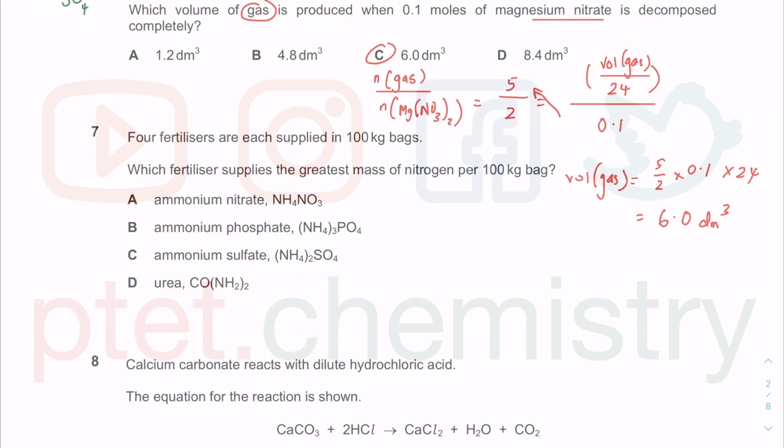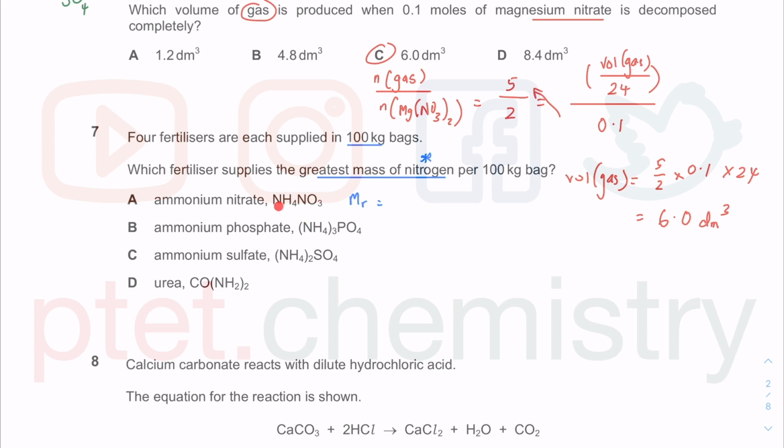The next question, so you have 100 kilogram bags. Doesn't matter what the total mass is, they all have the same 100 kilograms. So which one has the greatest mass of nitrogen out of the 100 kilograms? The first thing we should be thinking about is to work out the Mr. The Mr, as you know, is just the sum of the individual relative atomic masses. It's one of the exercises that you have done previously.